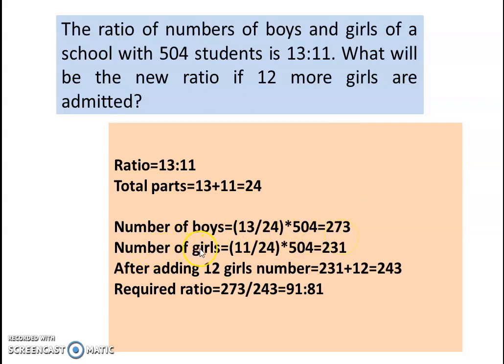And to find the number of girls we can write 11/24 into 504. After solving it is equals to 231. Now the number of girls is 231. When 12 more girls are admitted, number of girls will be 231 plus 12, that is equals to 243. Now we can find the ratio, that is 273 divided by 243. After solving this, ratio is 91:81.